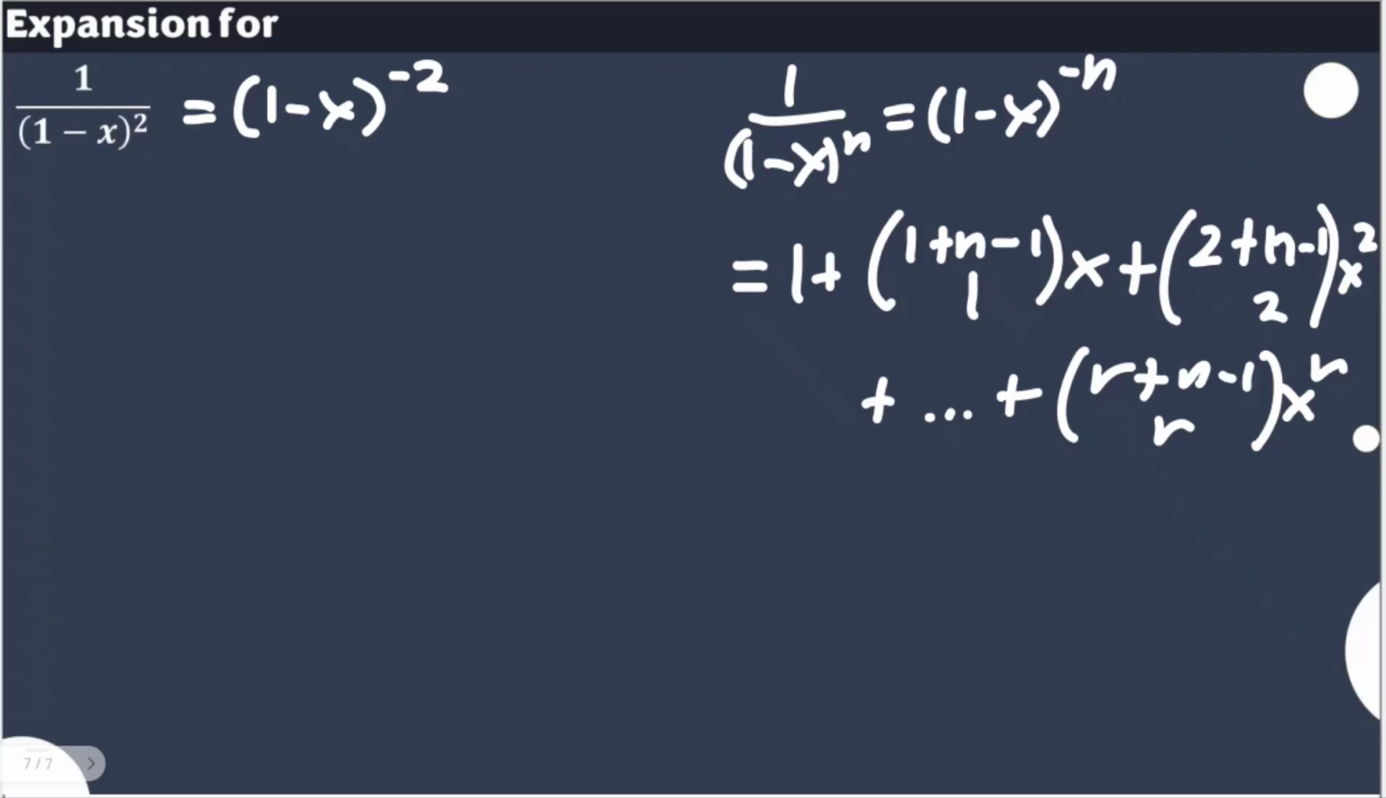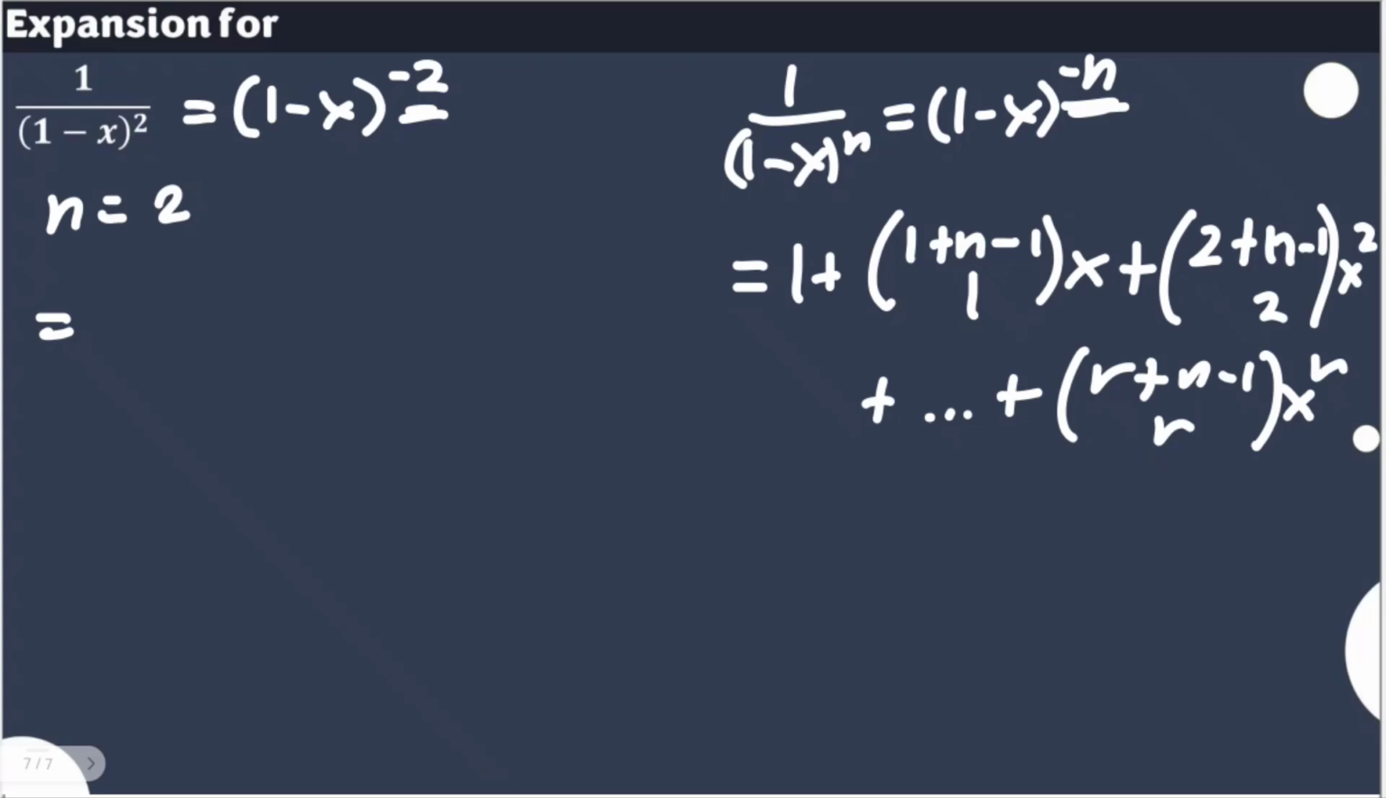So this time, our exponent here is negative 2. Sorry, our n is 2 because it's minus n. So our n is 2, but the exponent is negative n, that's why here negative n. So negative 2, n is equal to 2. So the expansion for this is actually just using this idea.